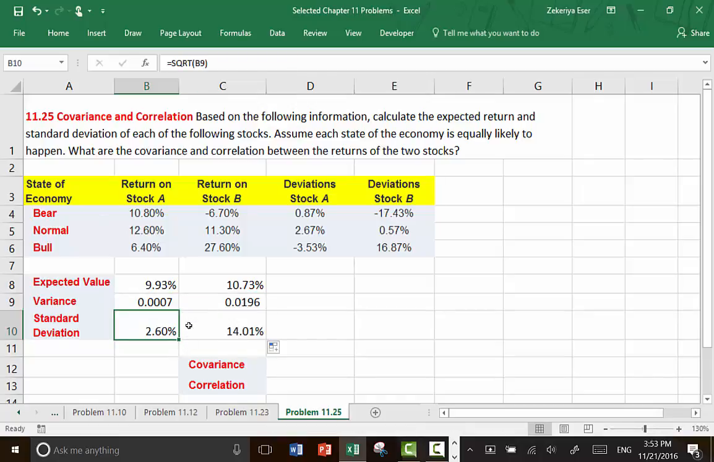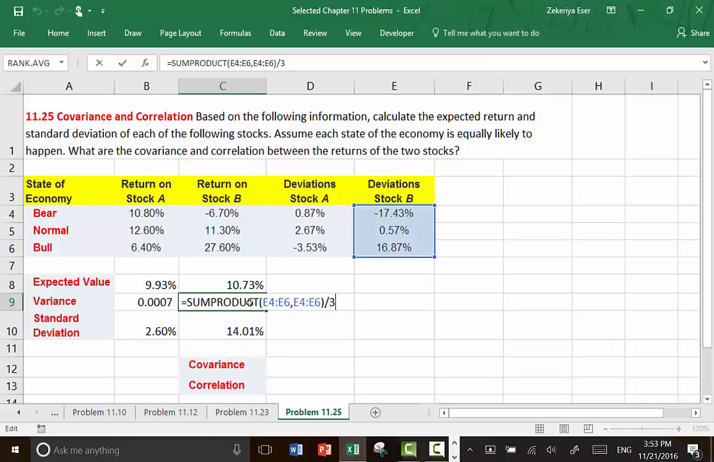So stock A, even though it has a lower expected return, has a much lower standard deviation, and stock B, higher expected return but much higher standard deviation. I want to make sure I calculated it correctly.